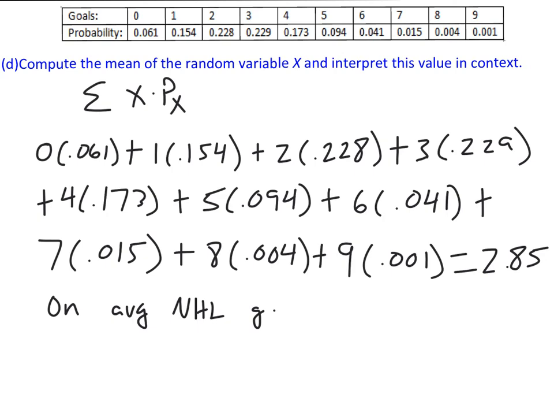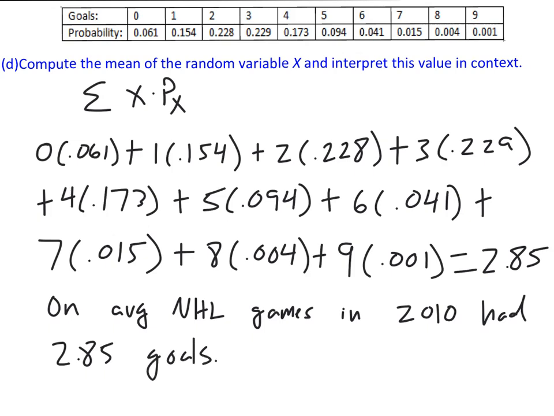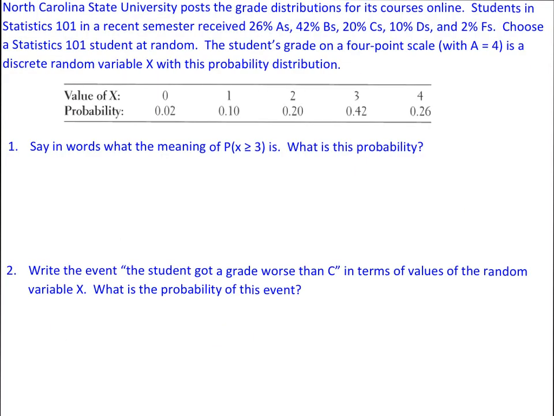NHL games in 2010 had 2.85 goals. Almost 3. Okay.